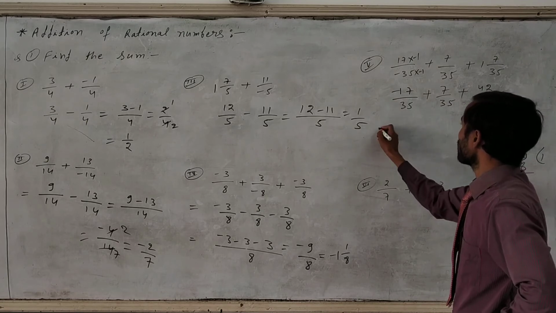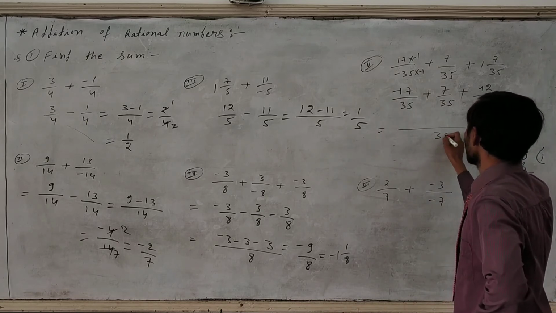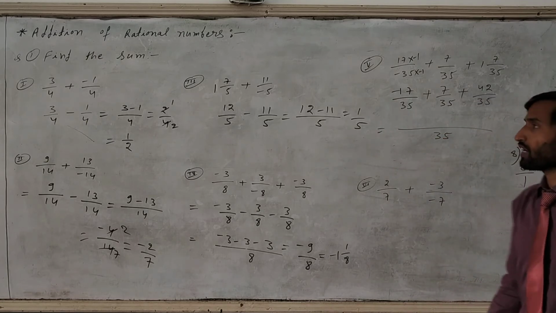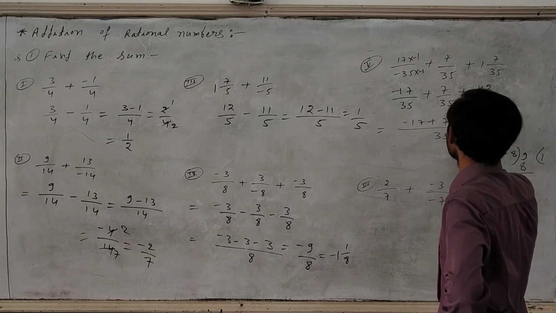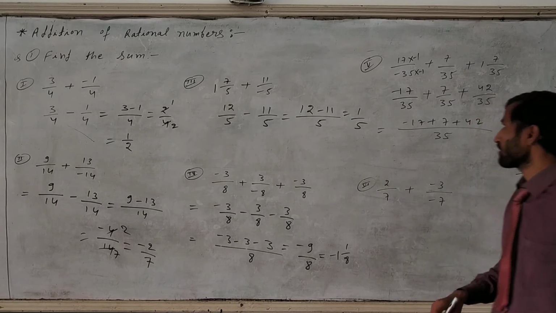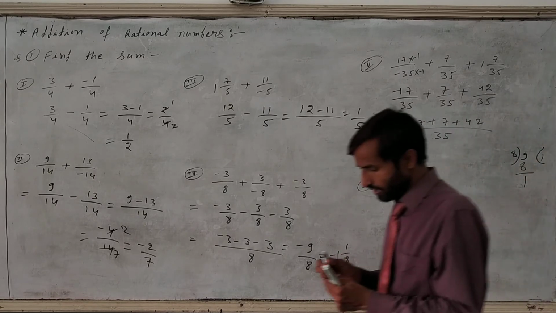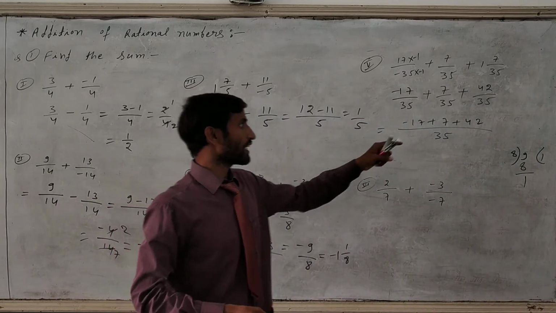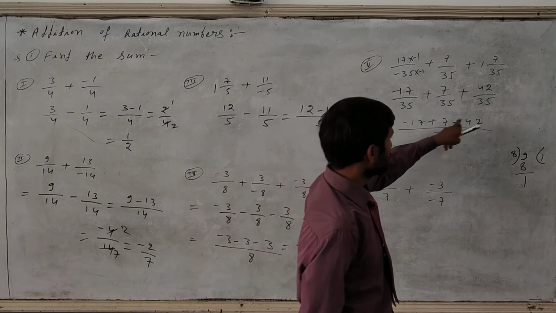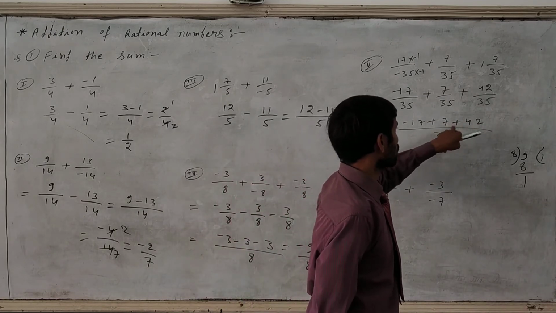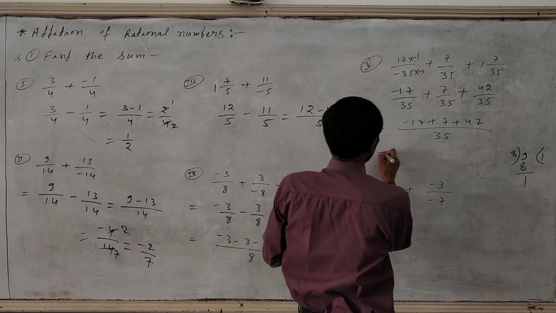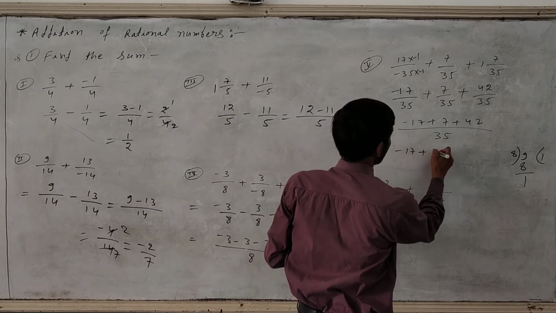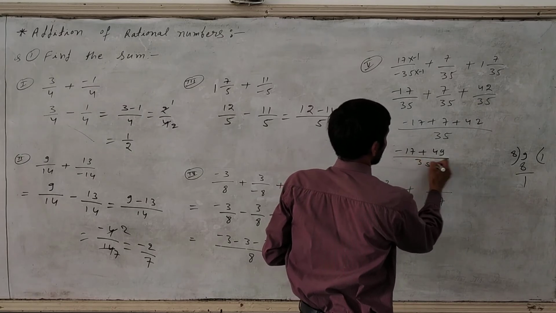Next. Now there is no need to take the LCM. 35 is there. So minus 17 plus 7 plus 42. Now you add 42 plus 7. Here just you see, 2 positive and 1 negative here. So the positives we add both. So 42 plus 7, 49 will come. So just write down here minus 17 plus 49 upon 35.